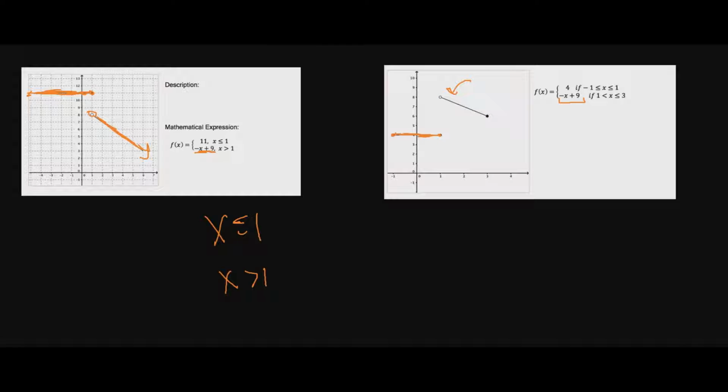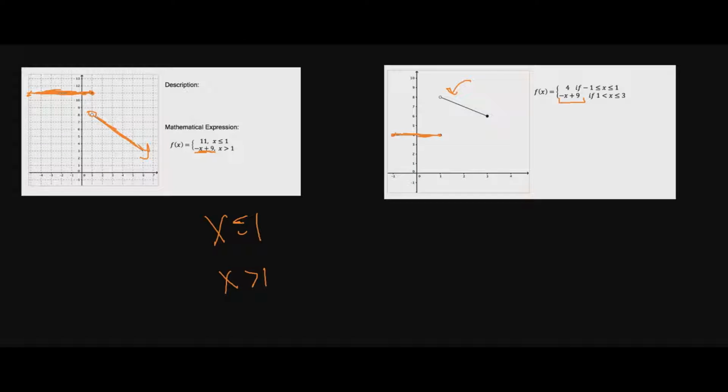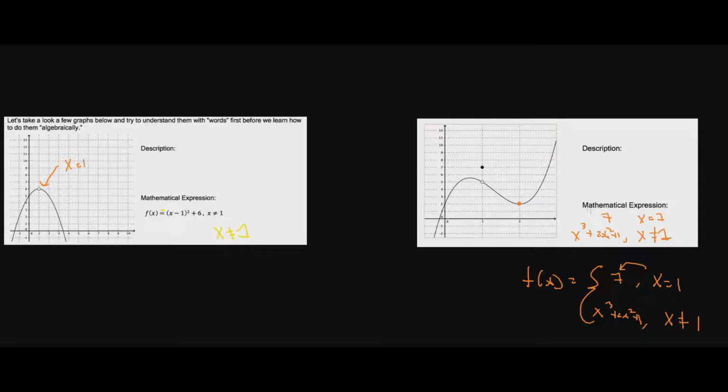Okay, and that's the big thing I wanted to hit on: when you see a graph that looks like this, with something from the left and something from the right, you're going to need some kind of inequality symbol. This is saying x is less than or equal to 1, x is greater than 1. You're going to have two different functions from the left and from the right. But when we look at a problem like this, we notice that when we just have a function everywhere else except for 1, then we label it x is not equal to 1, all right?